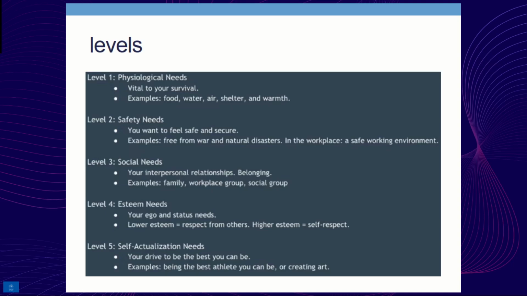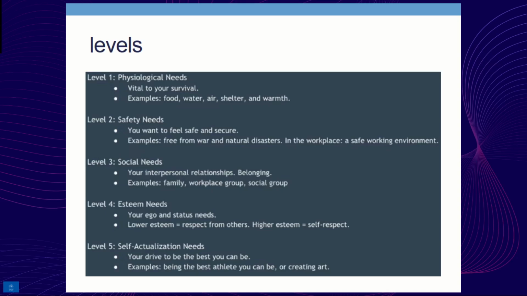Physiological needs are the basic physical needs that you must meet for you to live. They are vital to your survival. These needs include food to eat, water to drink, air to breathe, shelter to protect you from the elements, warmth to avoid freezing, and sleep to refresh you. Note that Maslow included sex within this category as a basic physical need because reproduction is vital to the survival of the human species. The second level, safety needs.